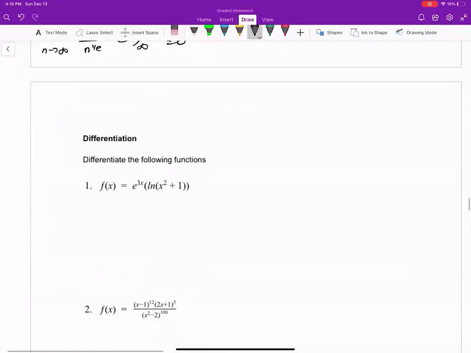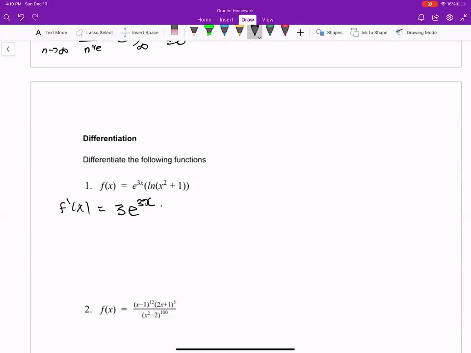Okay, so differentiation. This is basic product law. We'll start off with an easy example. You differentiate, let's write f prime x actually. So f prime x is equal to, differentiate e to the power of 3x, which is 3 times e to the 3x.